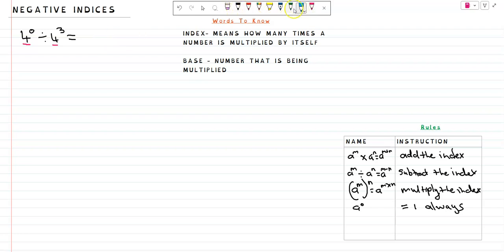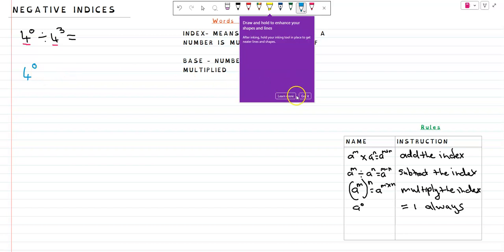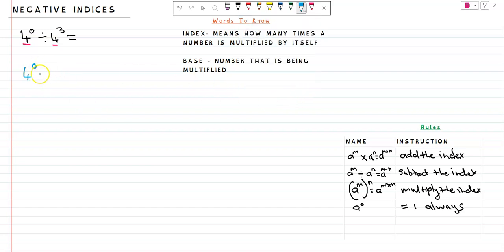Okay, so let's do the calculation. As per usual, we need to write down our equation. Even though it's there, we still need to write down our equation, because then our brain actually gets into math mode. So 4 to the power of 0 divided by 4 to the power of 3 equals. And then we write our rule here on the top, so we don't have to look back in our books to find the rule. We just write a to the power of m divided by a to the power of n equals a to the power of m minus n.